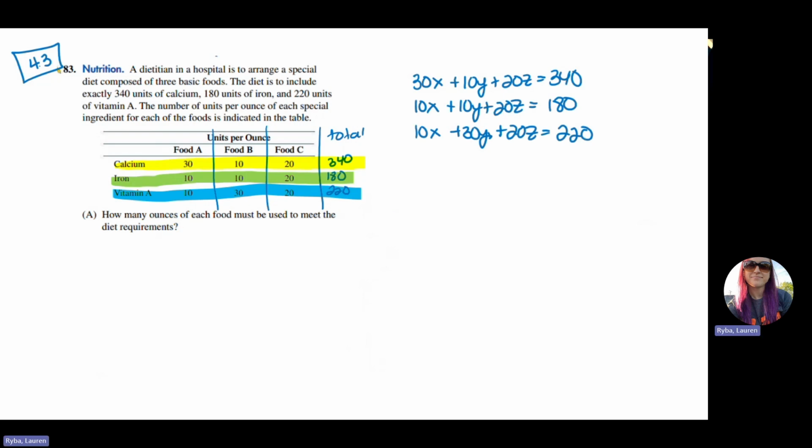Okay, so for this, the table was already set up exactly how my equations are going to look. It is set up exactly how my matrix is going to look. So could I have taken this and straight gone into the matrix? Yes. When your total is the end column, it is set up as a matrix for you.